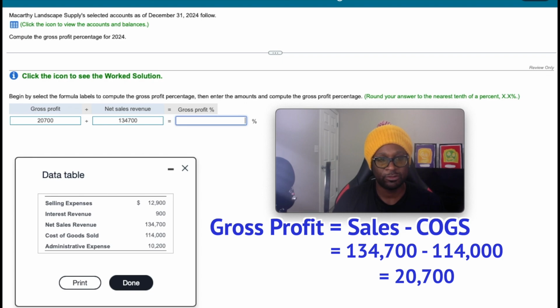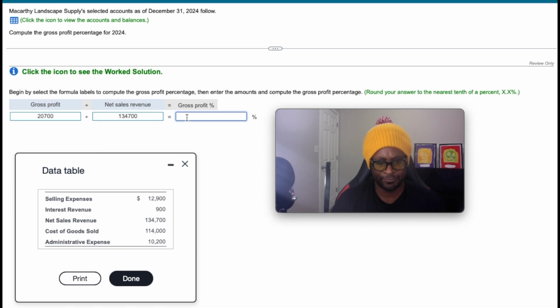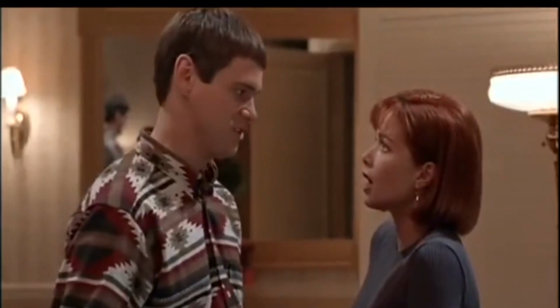Once we take our gross profit and divide it by the net sales revenue, our gross profit percentage should equal 15.4%, gang. So how do we interpret this? Simple. For every $1 we're generating in sales, we are receiving a gross profit of 15.4% or 15 cents and some change. So is that a good or bad thing? Hit me with it. Just give it to me straight.